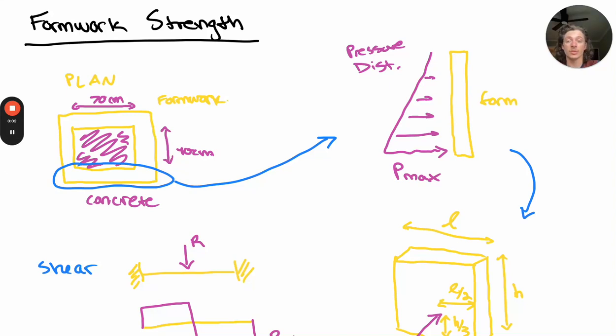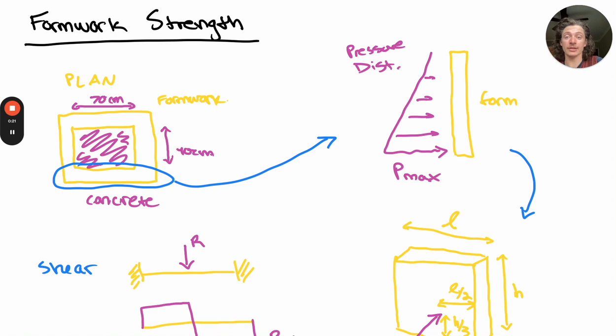In this final lecture, we're going to calculate our formwork strength to ensure that it is adequate to resist the pressure from the concrete. So here we have an out-of-plane shear stress from the resultant of the pressure, and we have an out-of-plane flexural stress from the hydrostatic pressure.